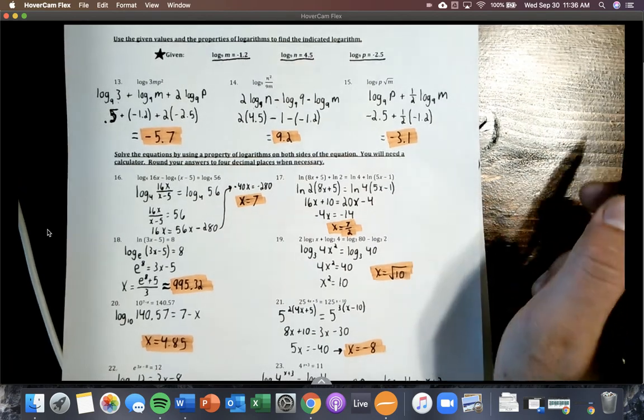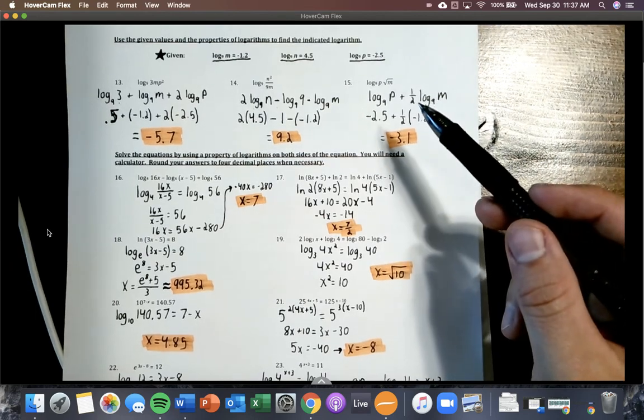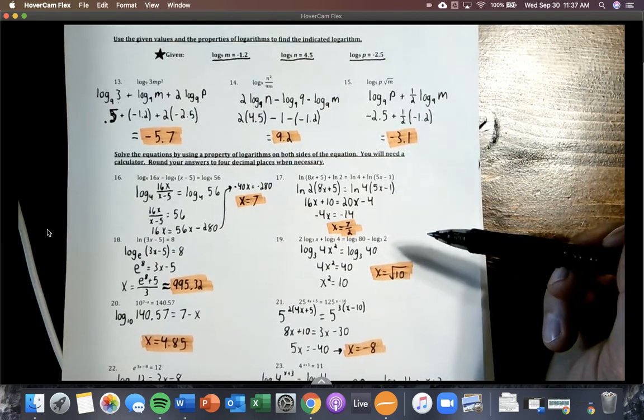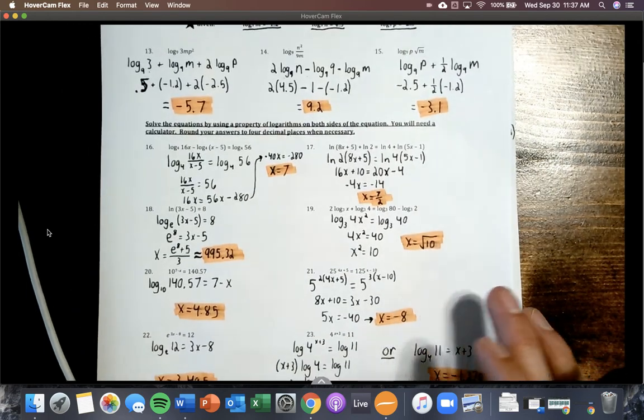Number 15, same thing, right? m is just raised to the 1/2 power, so we can pull that outside. And we just plug in the values that we know. So let's keep going. Number 16 here.